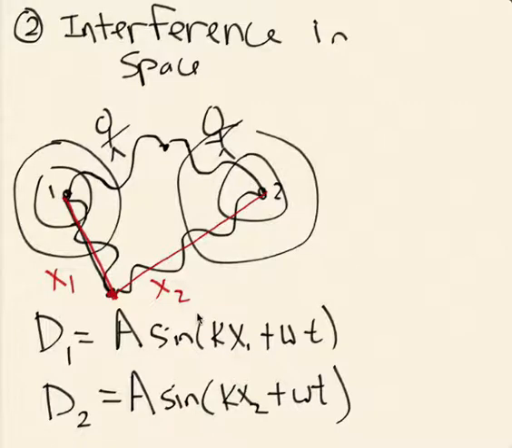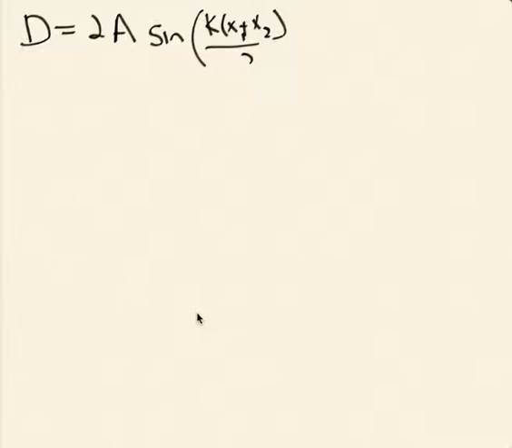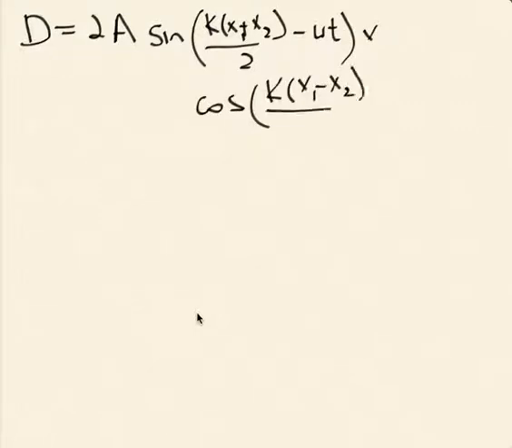Okay, and so if I now add these two together the same way that I did the beats in time, I just use the same formula. And so what I get is the total displacement due to the wave is twice the amplitude times the sine of the sum. Okay, so I'm going to have k (x1 plus x2) over 2, and then I'm going to have plus omega t, multiplied by cosine of k (x1 minus x2) over 2 minus omega t. Okay?